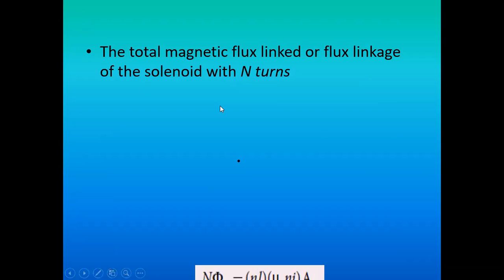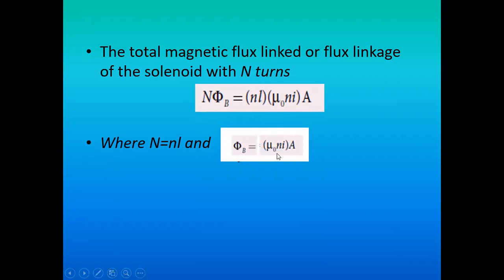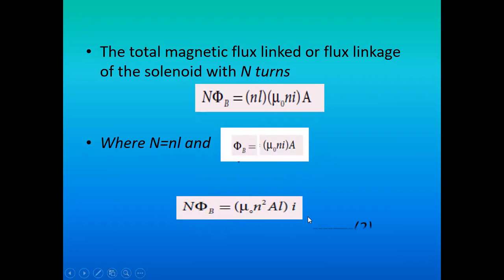Now what is the flux linked with n number of turns? That is the total flux linked, or we call it the flux linkage. That is nothing but n into phi B. So we are going to substitute n as N into L, so NL, and phi B as mu 0 N I into A. So we are getting n phi B is equal to NL into mu 0 N I into A. Now this can be written as n phi B is equal to mu 0 N square A L into I. This I am going to take as equation number 2.